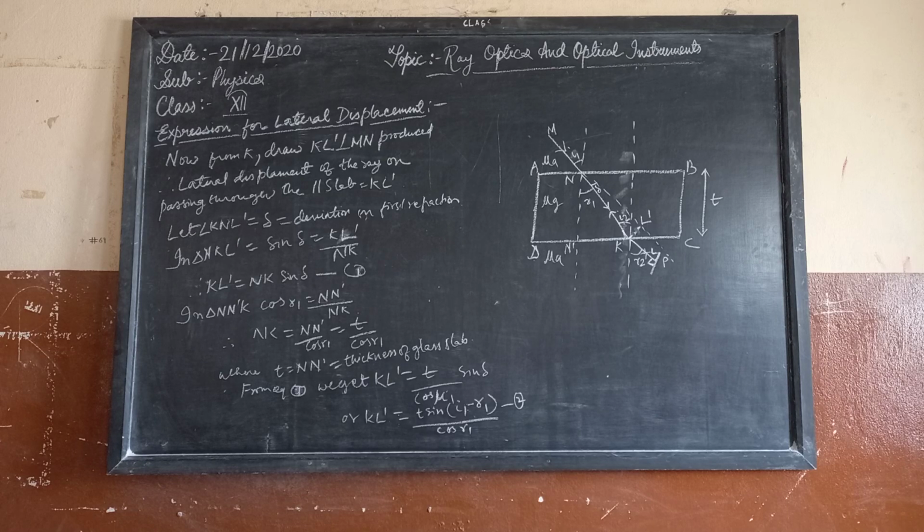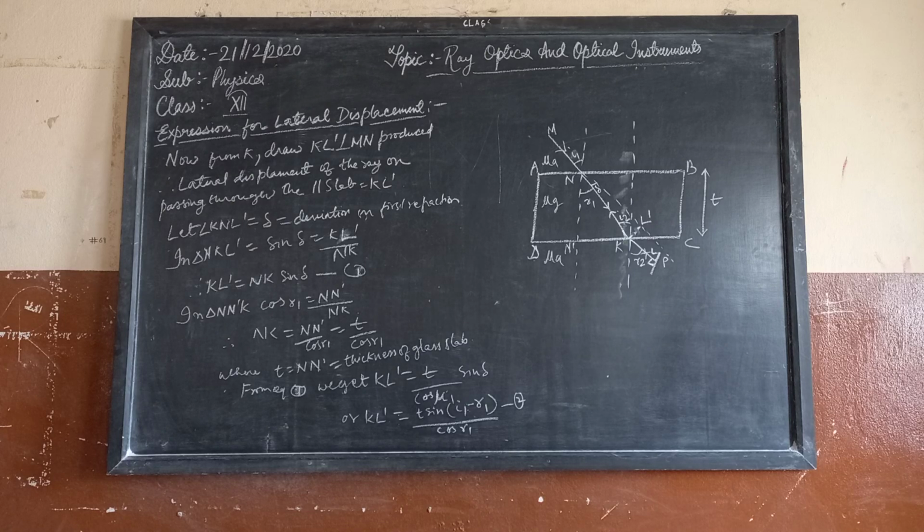Then KL' is equal to NK sin D, which is the first equation. In this, N'K cos r1 is equal to N' upon NK, so NK is equal to N' upon cos r1, that will be equal to T upon cos r1 itself. Then this T, equal to N', is the thickness of the glass slab.